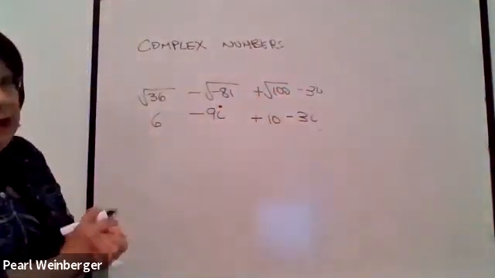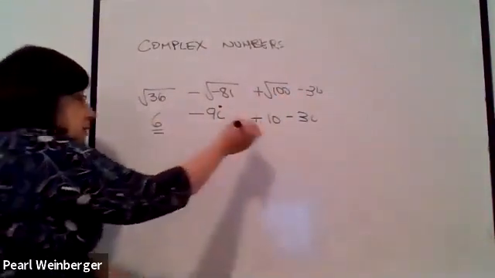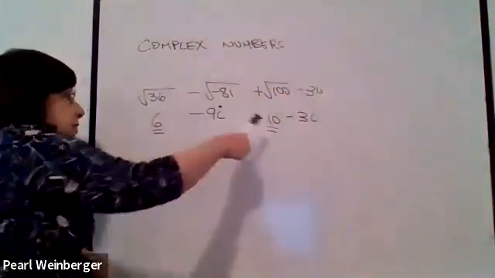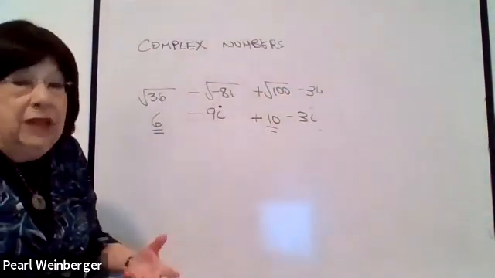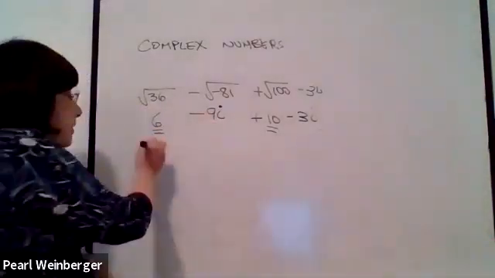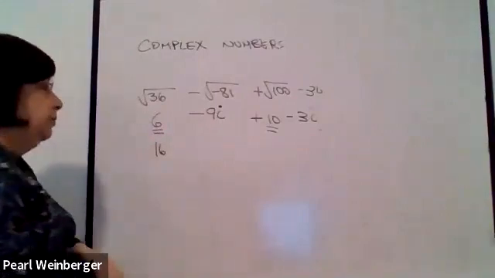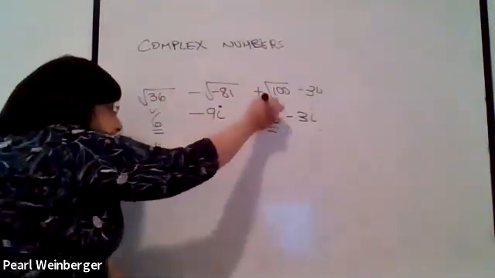So what are my like terms? Well, first of all, the only thing that's like the 6 is the 10, because they don't have anything next to it. They have no variable, no letter next to it. So I can combine the 6 and the 10. That gives me my 16. Then I go to the negative, so that takes care of this and this.